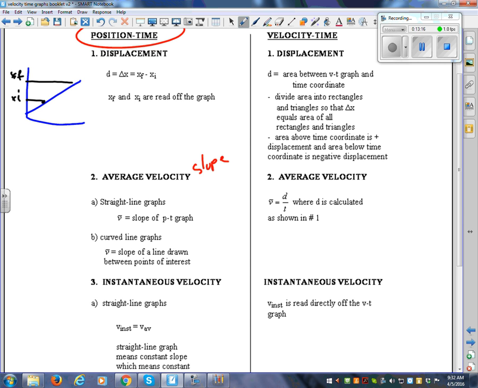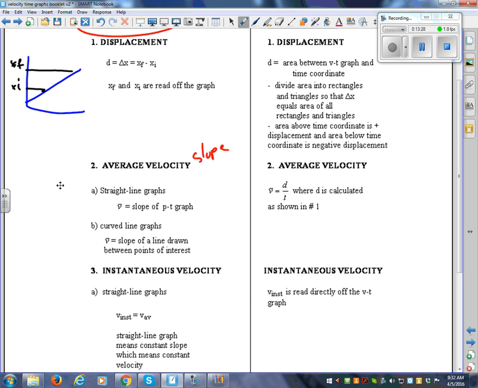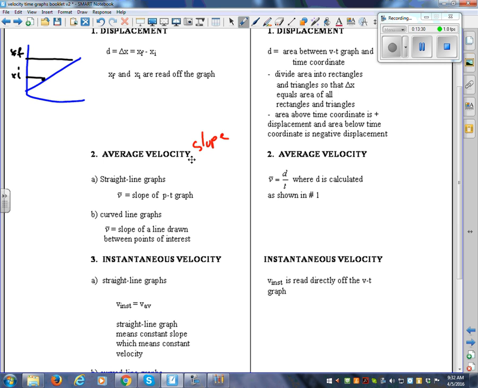When you say slope, thank you. No, it's not always slope. Is the answer here slope? No. It's find the 2 and subtract. Average velocity on a position time graph: there's 2 possibilities. It could be a straight line graph, and if it is straight, then you find the slope.